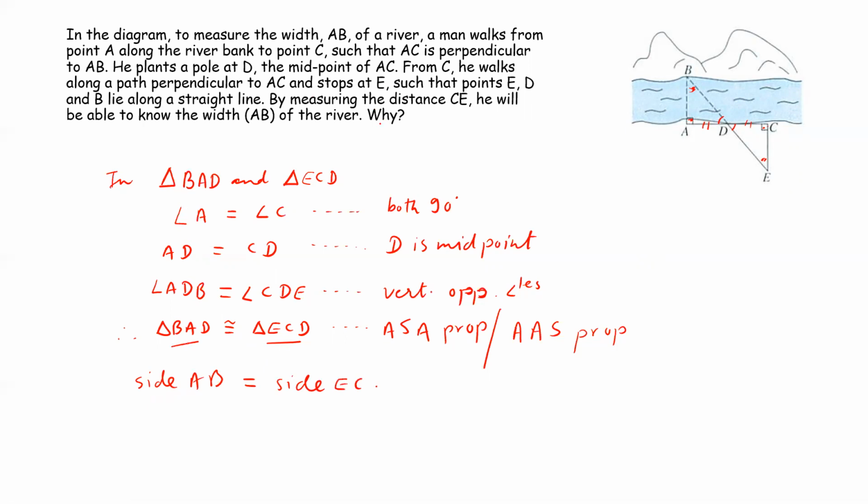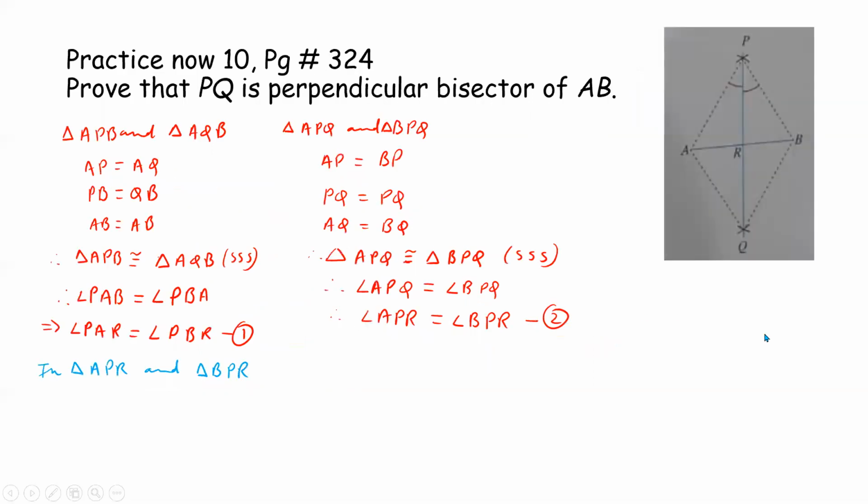And that's the answer for the Y part here, why it will be equal. So by proving, all you have to do is prove that those two triangles are equal or congruent. Once two triangles are proven congruent, you can just state the other corresponding sides or angles will always be equal. So that's the answer for this part.